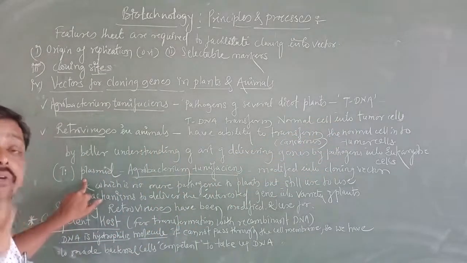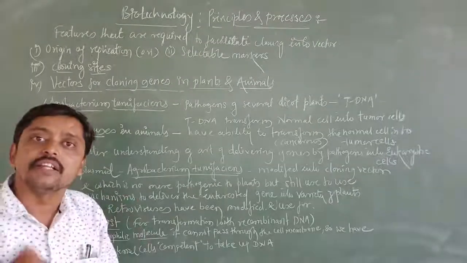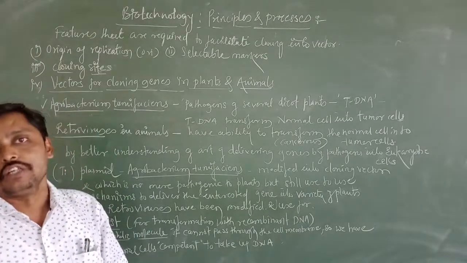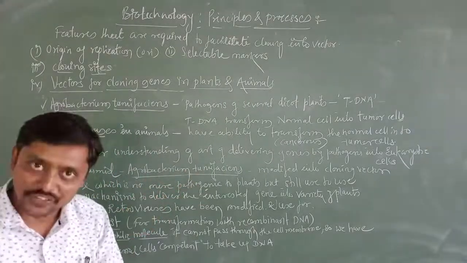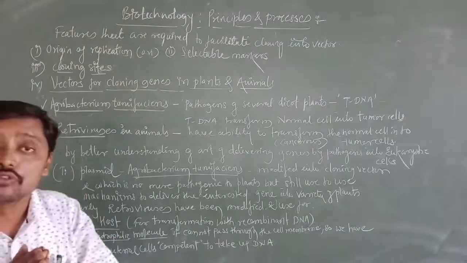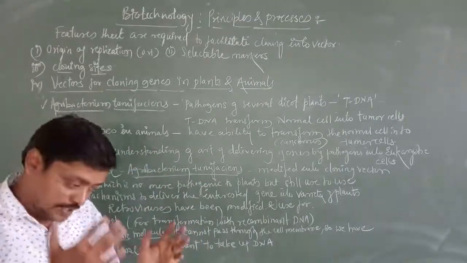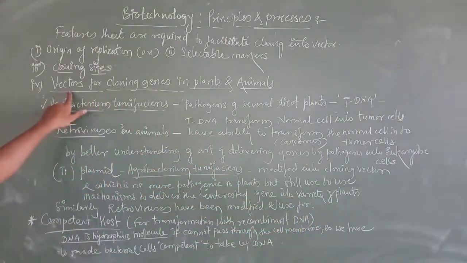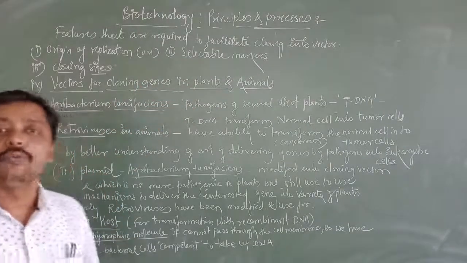Normally it has the ability to transform normal cells into tumorous cells. But now, by using biotechnology, we are going to modify this Ti plasmid of Agrobacterium tumefaciens in such a way that it no longer harms the plants, but can still transfer the gene of interest into a variety of plants. That is the vector for cloning a gene in a plant. Which one? The Ti plasmid.